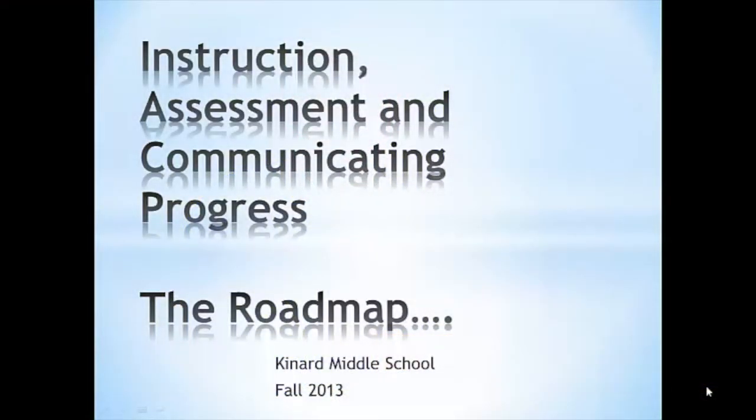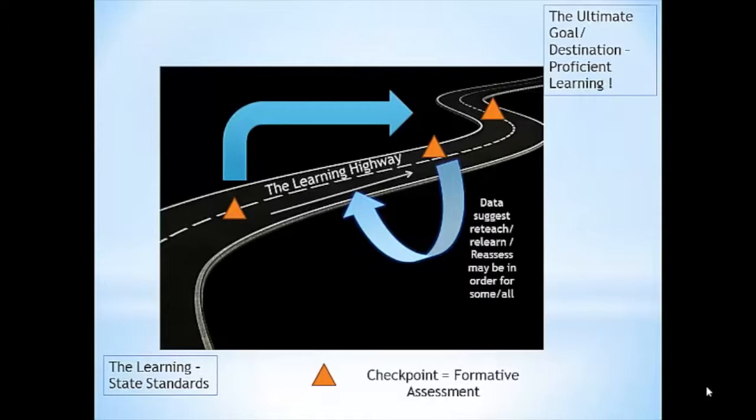Okay, my intent at this time frame is to take you down the roadmap of what instruction, assessment, and communicating that progress looks like here at Kinard. The analogy of a roadmap or a roadway is kind of fitting. If we look at the bottom left-hand corner, we have the learning standards. These are state standards for every discipline. The upper right-hand corner is our ultimate goal, our destination for every student to show a proficiency level in that standard. As we take the journey down the learning path, we sometimes use checkpoints indicated by the orange triangles.